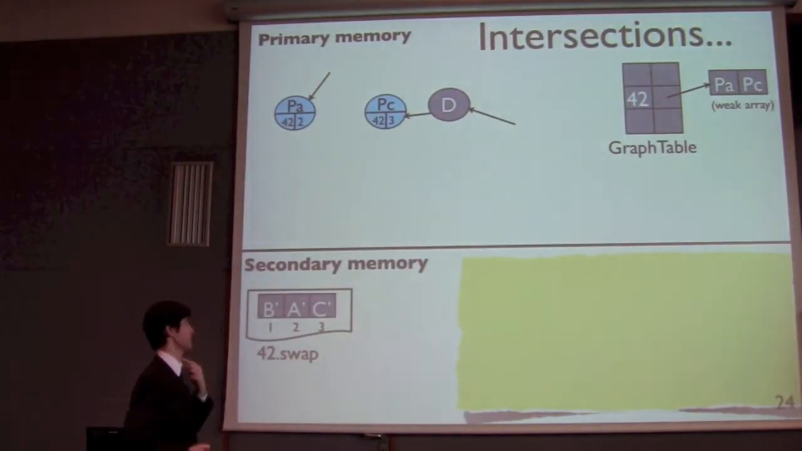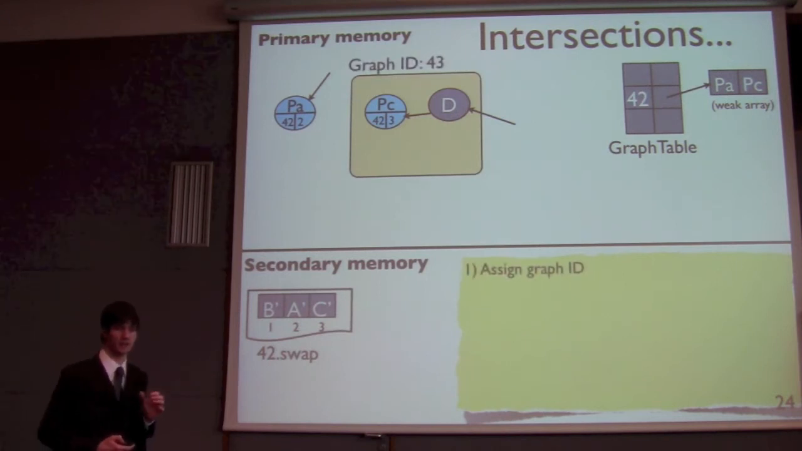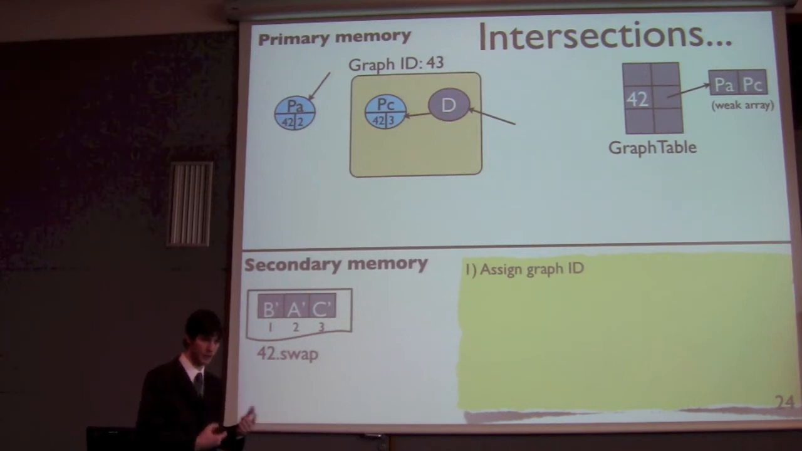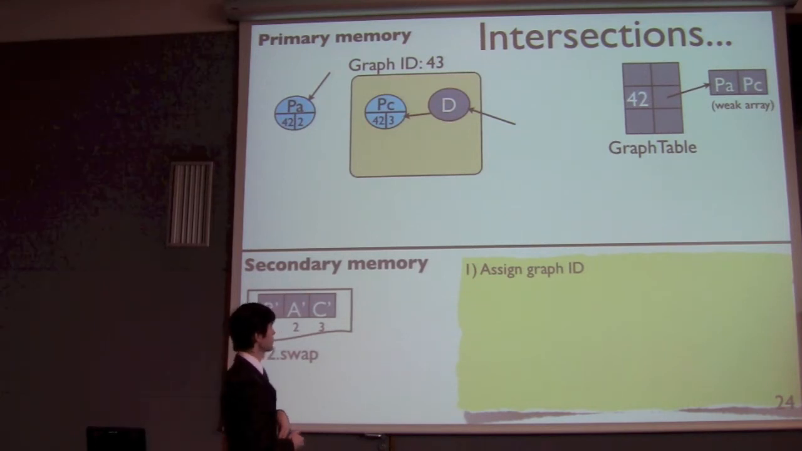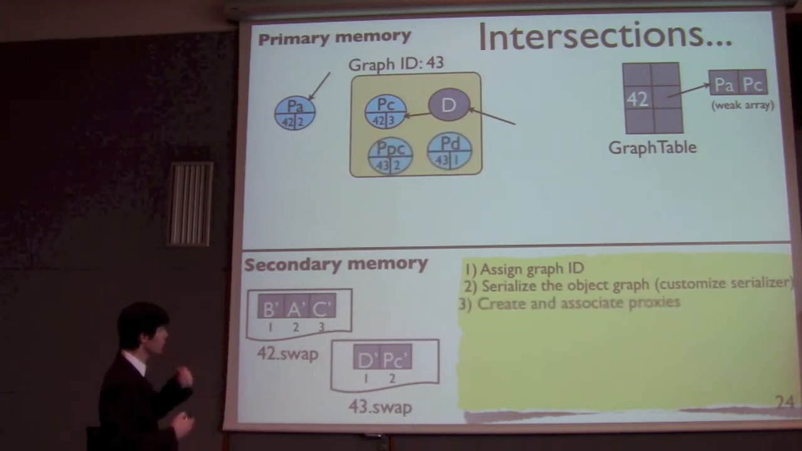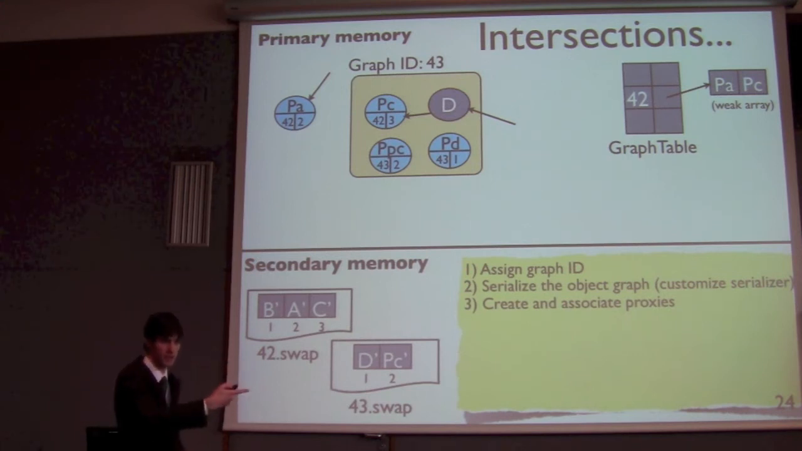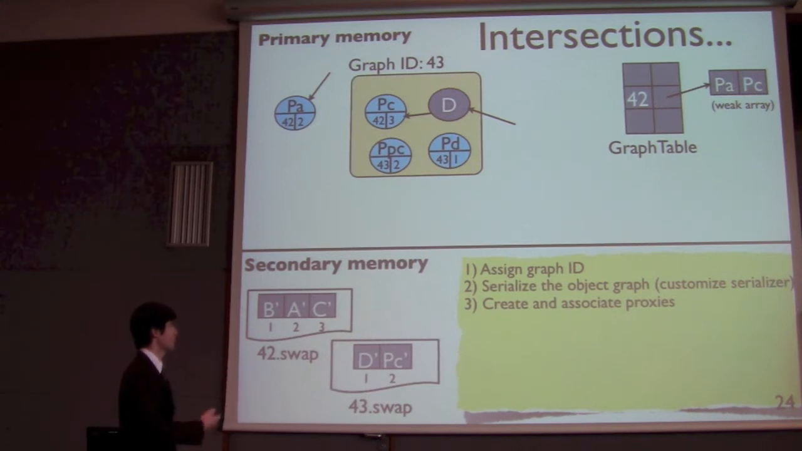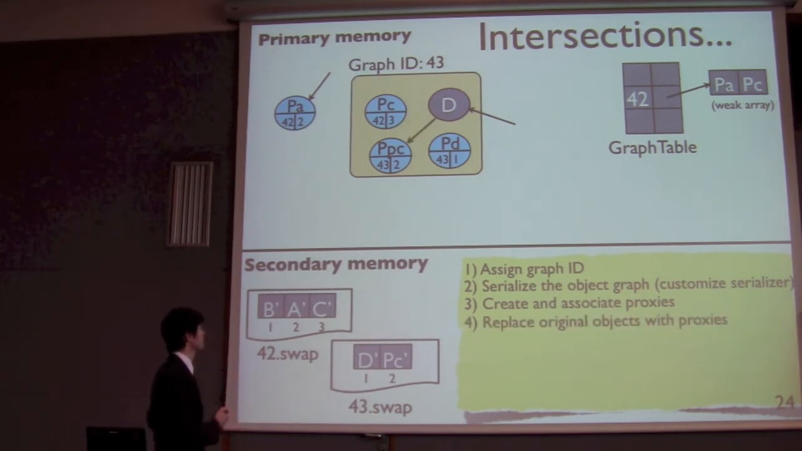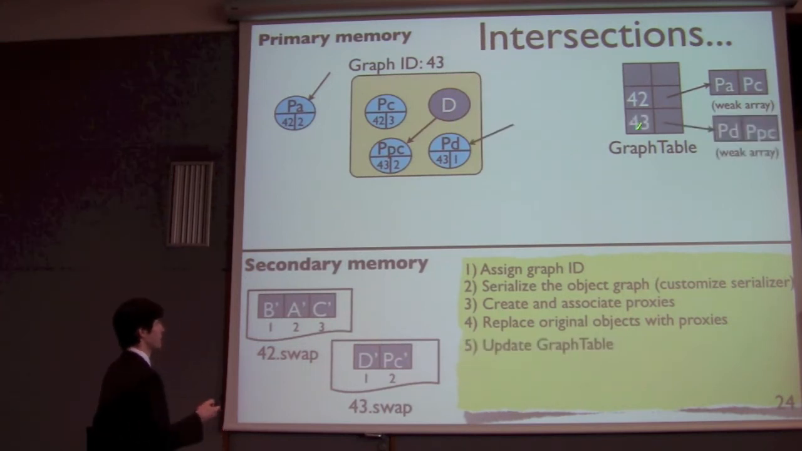So if we continue, for example, let's say that now we have a customized serializer that is able to serialize proxies without sending messages to them, so as to avoid the swap in. So let's continue with a customized serializer that can deal with that. Now we continue the same steps. We create a proxy. So we have a proxy for a proxy, in this case a PPC. We have PD, and then we replace the original object with the proxies, just as we did in the other cases. Now we update the graph table.